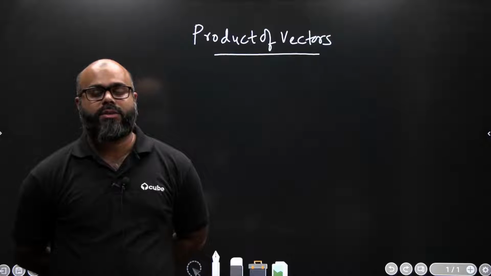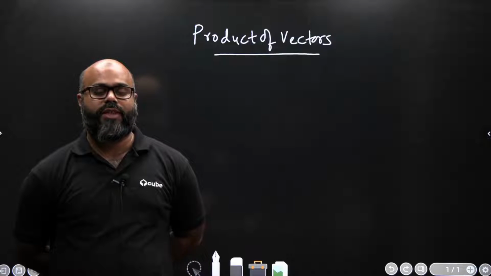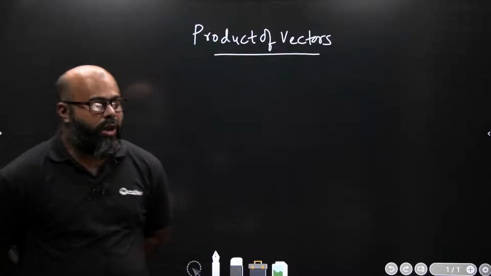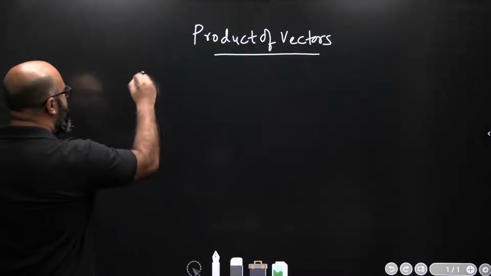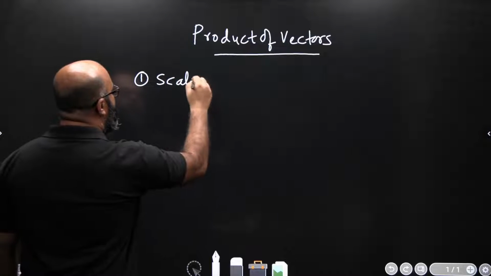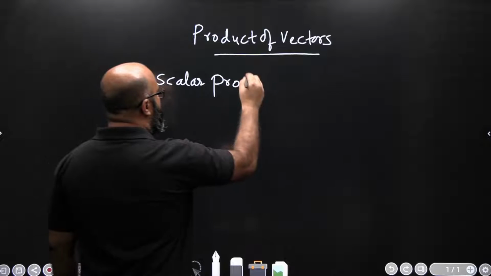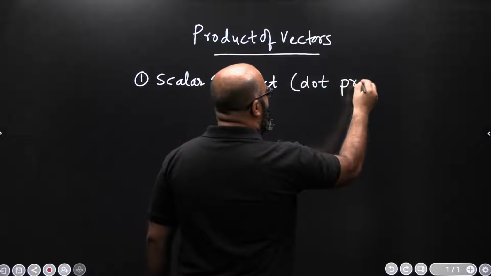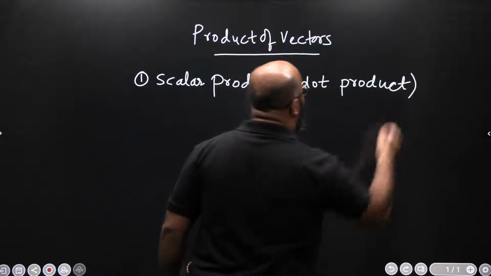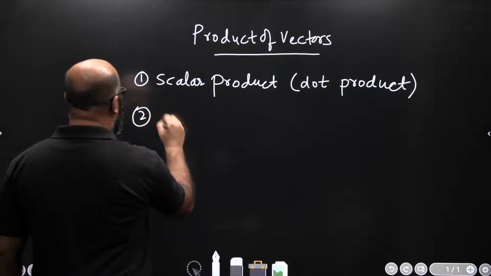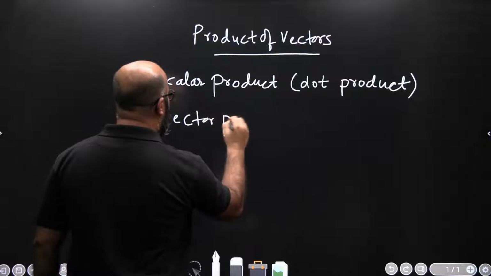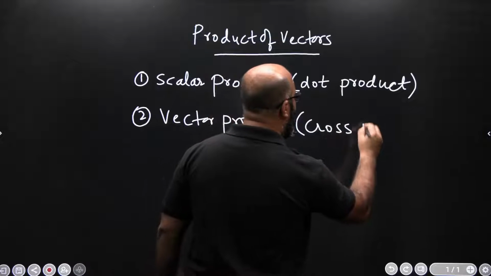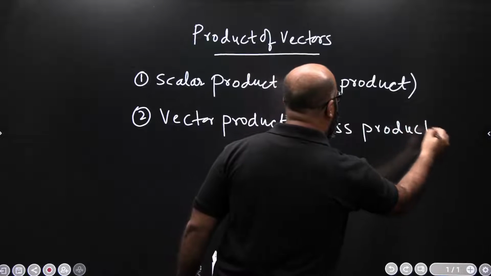If we talk about vectors, vectors are quantities which have magnitude, which have direction, and which also satisfy the law of addition. So what you have to understand here is that there is one which is called a scalar product, and it is also called dot product. A scalar product is a product where, when two vectors are multiplied, you get a scalar quantity. Another one is vector product, which is also called cross product, and here when you multiply those two vectors you get a vector quantity, that means it has a direction.